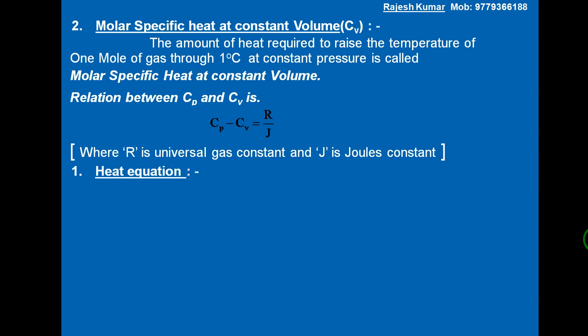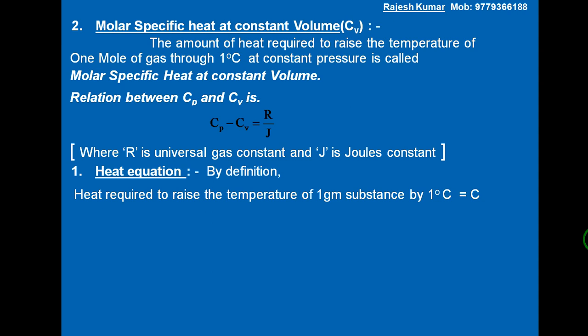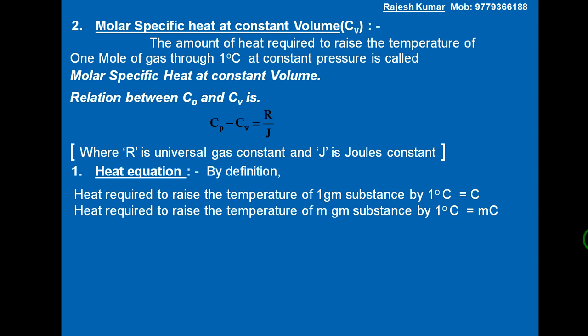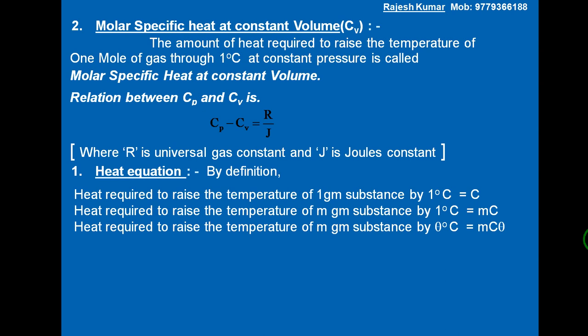Now number 1, heat equation. By definition of specific heat, heat required to raise the temperature of 1 gram of substance by 1 degree C is equal to c, the specific heat of the substance. Therefore, heat required to raise the temperature of m gram substance by 1 degree C is equal to mc. This is by unitary method. And also heat required to raise the temperature of m gram substance by theta degree C is equal to mc into theta. That is, heat Q is equal to mc theta. This is the heat equation.